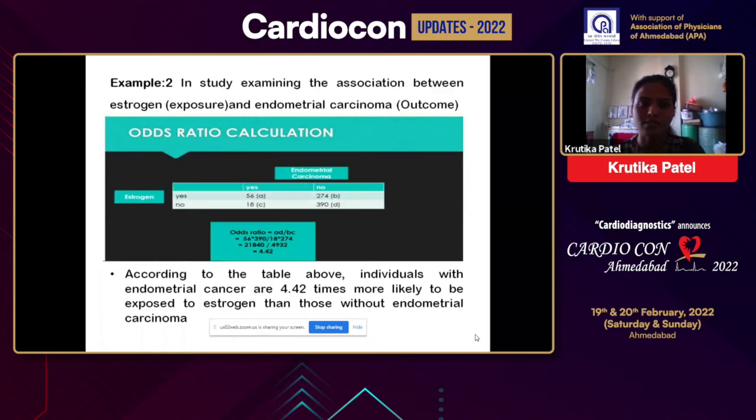And we can discuss example 2. This is a clinical example for odds. In a study examining the association between estrogen, this is the exposure, and endometrial carcinoma, this is the outcome. This calculation is shown in this table. According to the table above, individuals with endometrial cancer are 4.42 times more likely to be exposed to estrogen than those without endometrial carcinoma.